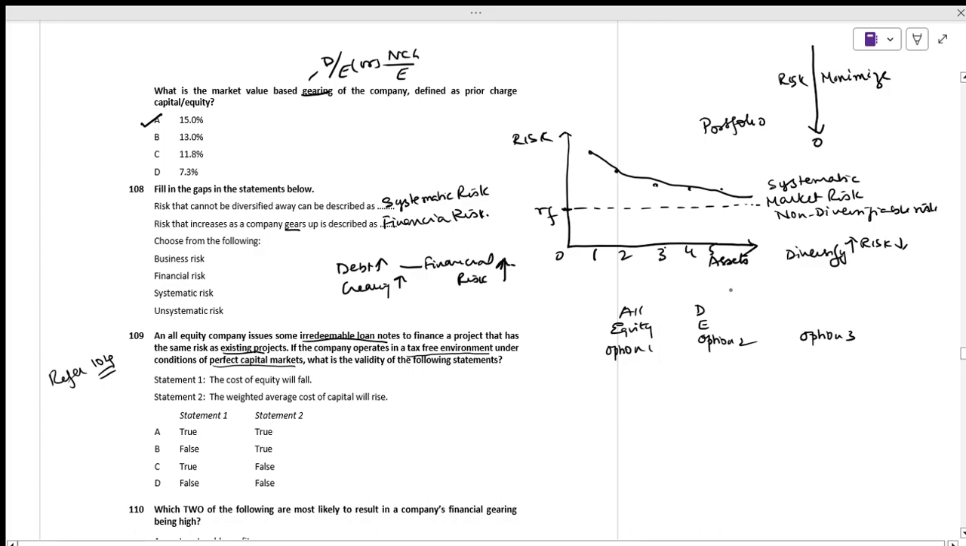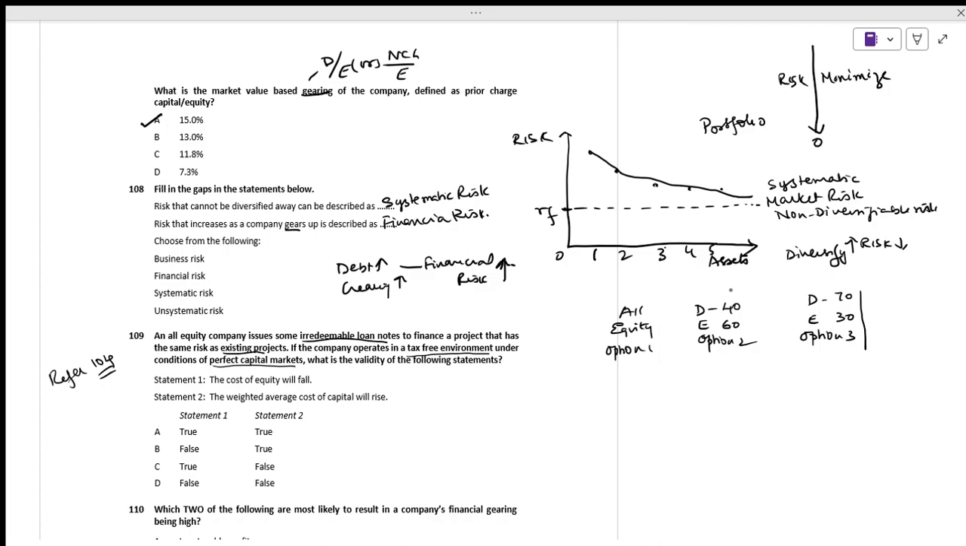Is it right? This is the option. We'll say, what is the validity? We'll say debt and equity. Assume in one case the debt is 40 and equity is 60. Here the debt is 70 and equity is 30. We'll take some basic assumptions, okay?